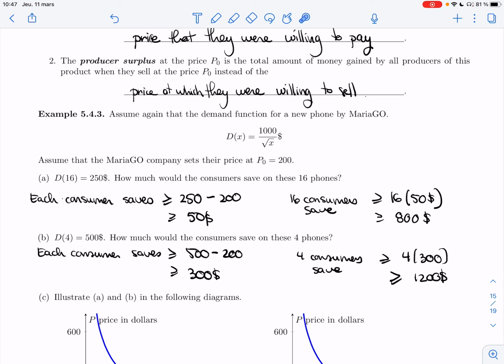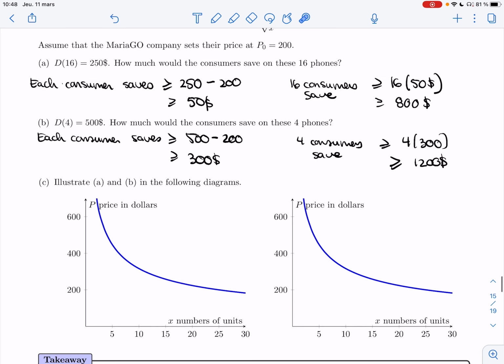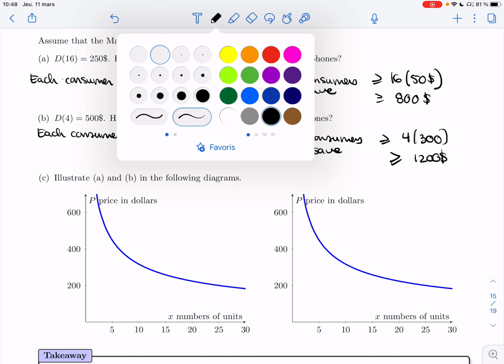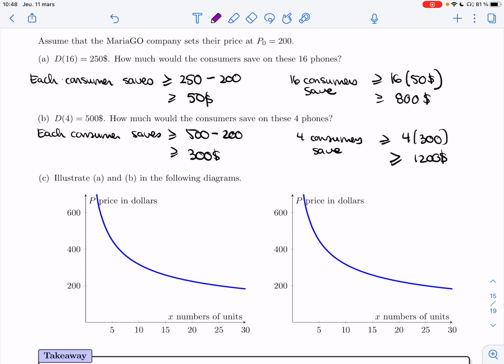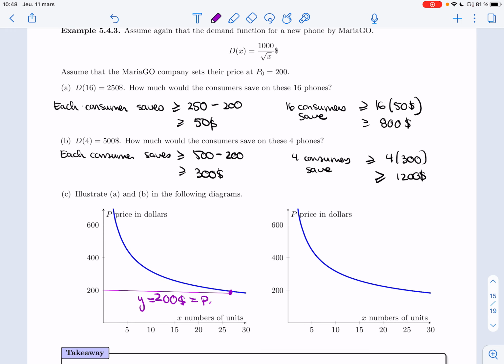Of course, there's some overlap in these lower bounds because here, these 4 consumers are part of the ones you have here. But let's see what this means on the picture because we're after a formula for consumer and producer surplus. All right, so here's the price that's set. That's Y equals $200, which is P0.